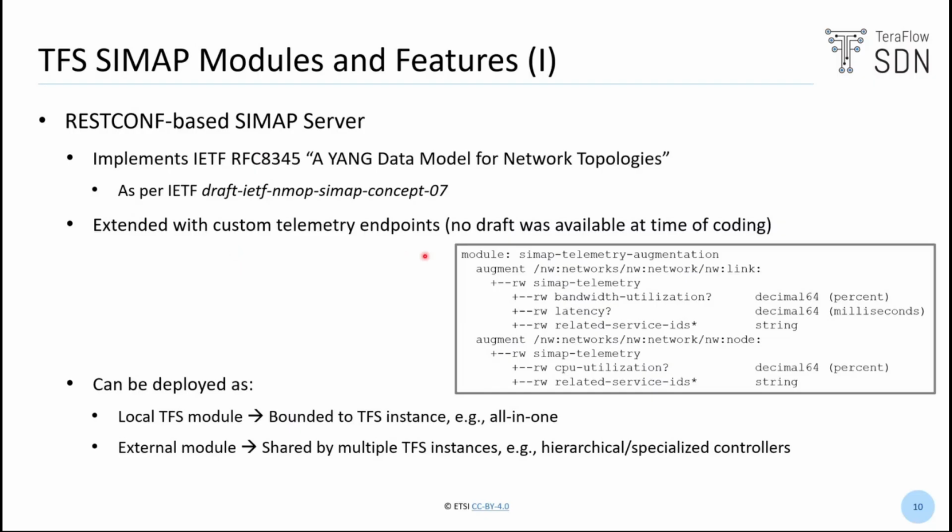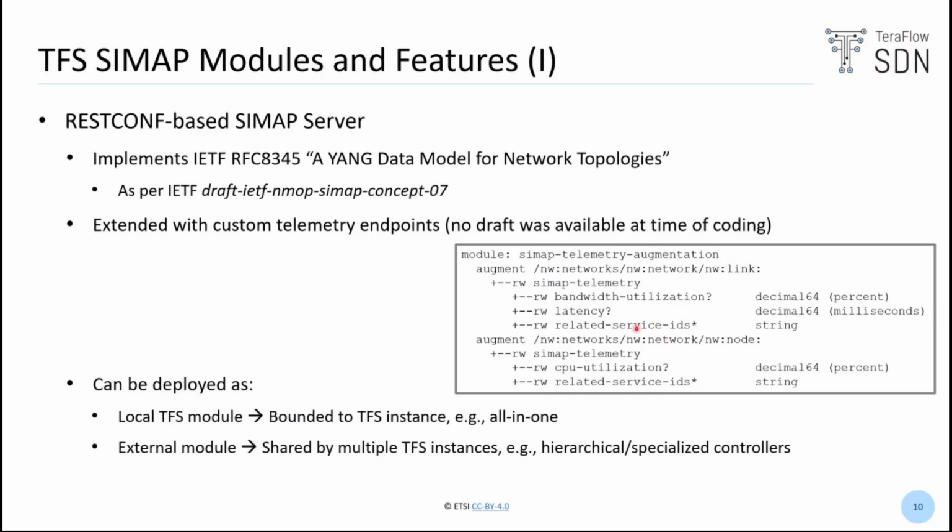you need. In this case, given that at the time of coding these features, there was still no draft available in terms of how to implement or how to map telemetry data on the different elements, we went for a custom telemetry set of endpoints, very basic, but just to kickstart things, that essentially consist in augmenting the representation of a link with SIMAP telemetry and providing the bandwidth utilization as a percentage, the latency of the link in milliseconds, and then the list of service identifiers that relate to this link.